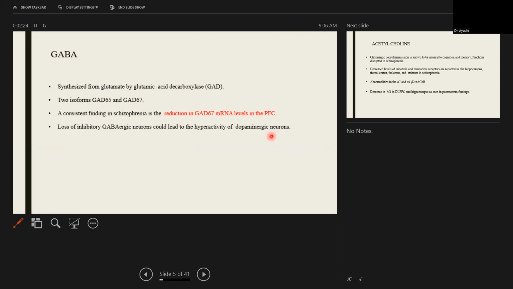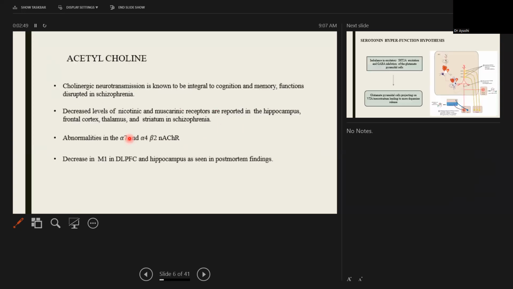The third neurotransmitter is GABA. GABA is synthesized from glutamate by the glutamic acid decarboxylase enzyme. It has two isoforms, GAD65 and GAD67. In schizophrenia, it is a finding that there is reduction in GAD67 mRNA levels in the prefrontal cortex, because of which there is loss of inhibitory GABAergic neurons, leading to hyperactivity of dopaminergic neurons.